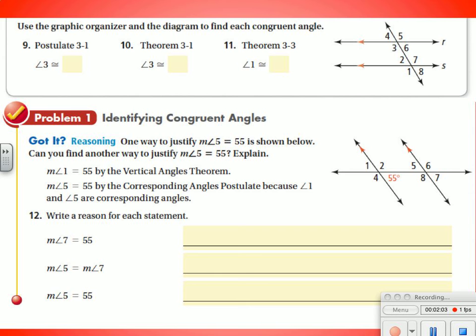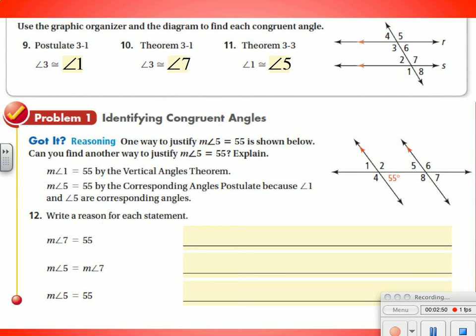The first thing we're going to do, using the graphic organizer and the diagram to the right, is figure out which angle is congruent to what. So postulate 3.1, the corresponding angles postulate: angle 3 is congruent to its corresponding angle, which is angle 1, so angle 3 is congruent to angle 1. Theorem 3.1 says alternate interior angles are congruent. So angle 3 would be congruent to its alternate interior angle, which is angle 7. And finally, 3.3 says alternate exterior angles are congruent. So angle 1 has an alternate exterior angle with angle 5.